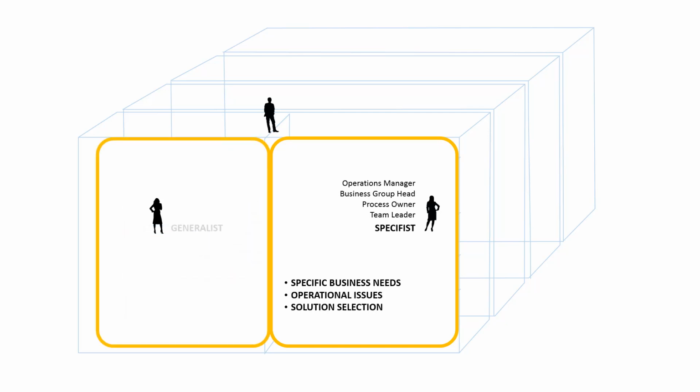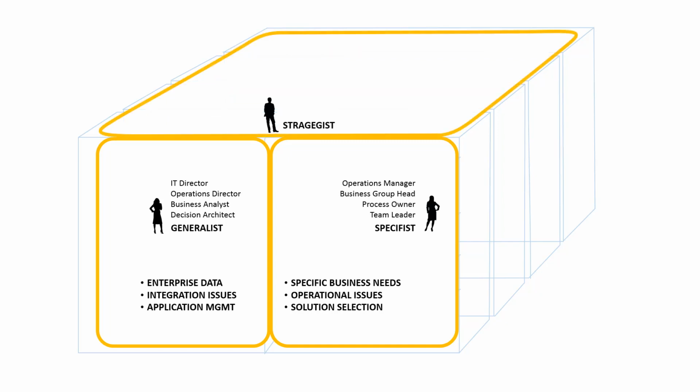On the left, we have a generalist. Could be a director of IT or operations, a business analyst, or a decision architect. They touch a lot of different processes, so they want to talk about enterprise data, integration issues, and application management. Finally, we've got the strategist. This could be a C-level executive, a director of innovation or strategy. They want to talk about business strategy, future-proofing the organization, and innovation in general.